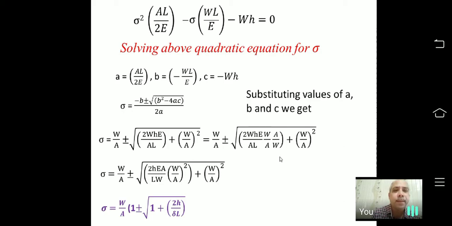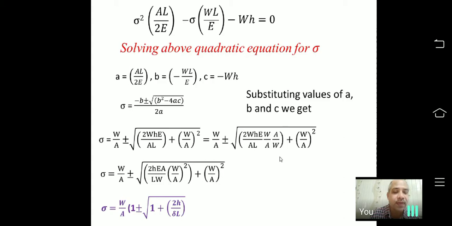So now what will happen? When you have taken W by A common from this, then you can see in the last equation I have 1 plus minus root of 1 plus 2h upon delta L. Now where do we get this delta L from? In the denominator I have WL and in the numerator I have AE. If I take the numerator term AE to the denominator, then we have WL upon AE, which is delta L, because PL upon AE is delta L.